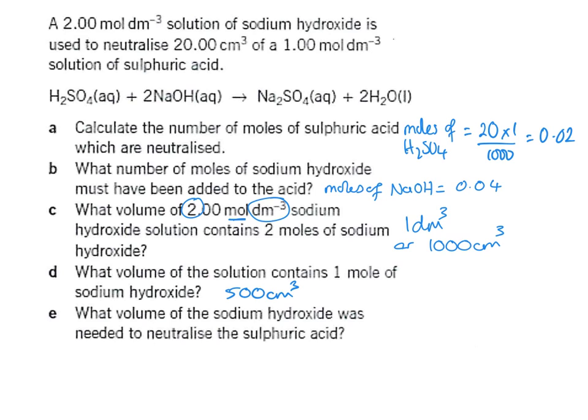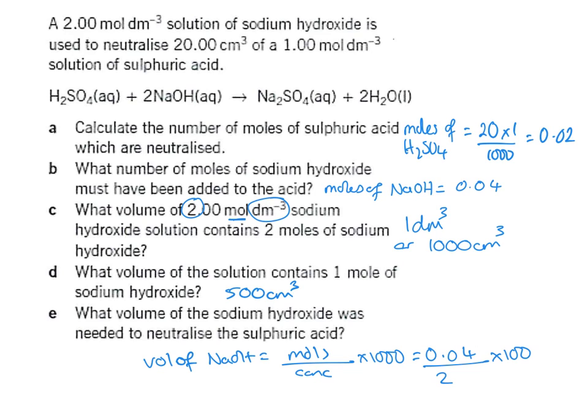What volume of sodium hydroxide was needed to neutralise the sulfuric acid? Well, we've got the moles of sodium hydroxide, so the volume of sodium hydroxide is going to be moles divided by concentration times 1,000. We know the moles are 0.04. From the question, the concentration was 2, which gives us a volume of 20 centimetres cubed.